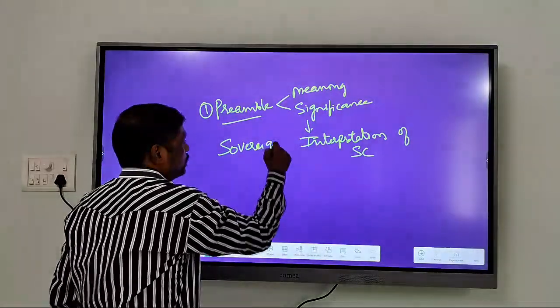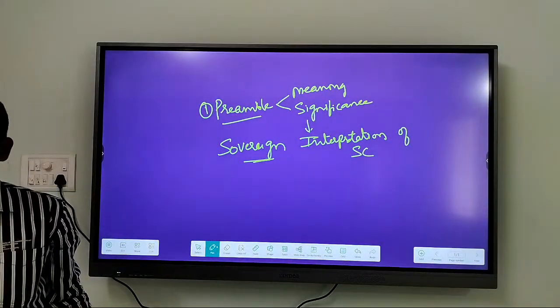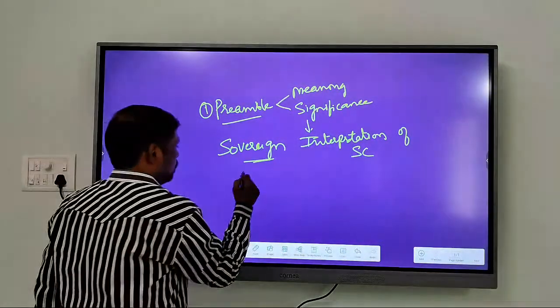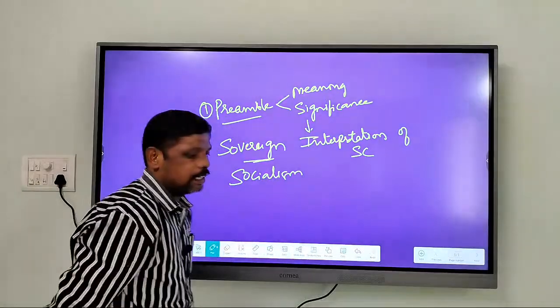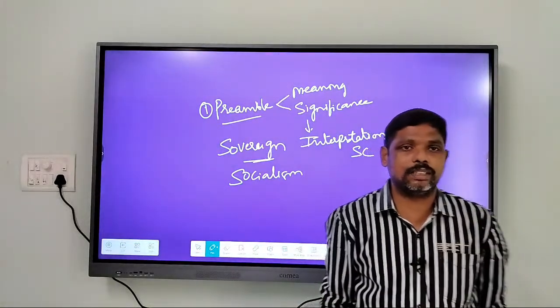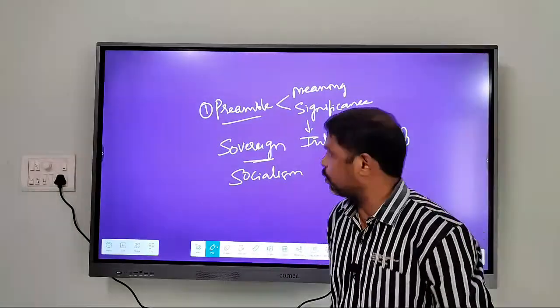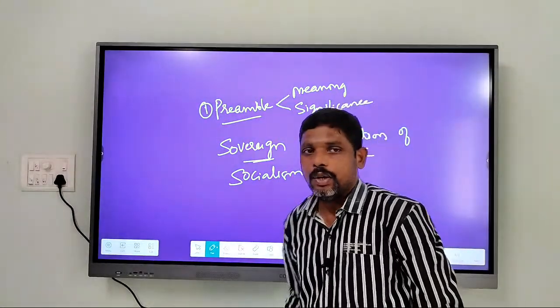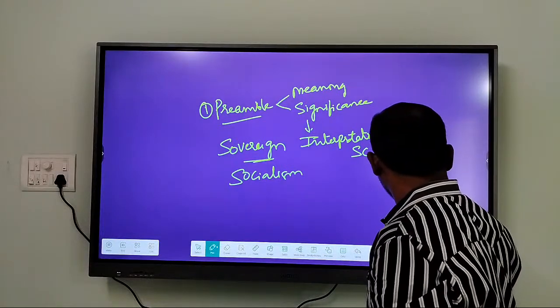We also discussed the meaning of the word sovereign, and I think we even started the discussion on socialism. So what is socialism? The difference between the Indian form of socialism and the Soviet form of socialism, and the goals of socialism. This is what we discussed in the previous class. So let me go ahead with this discussion.